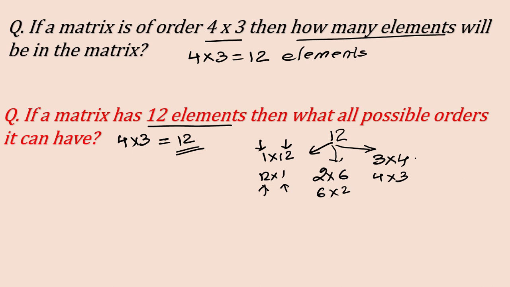Yes, the same goes if we say 3 by 4. Here it will be 3 rows and 4 columns. But if I say 4 by 3, then there will be 4 rows and 3 columns.